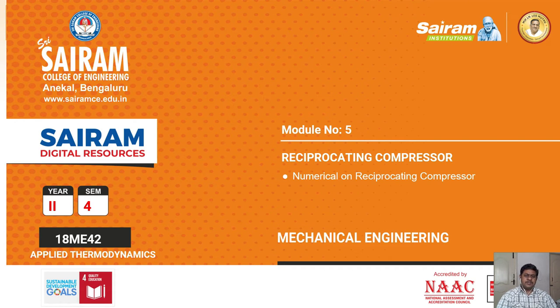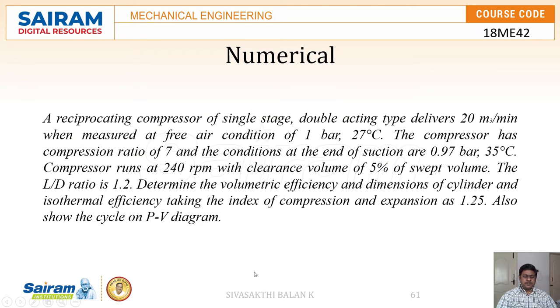And today we will see one more problem with respect to reciprocating compressor and see how we can solve it by using the concept which we had discussed in previous videos. For today's discussion, I have taken this problem, and the problem goes like this. It's a reciprocating compressor of single stage and double acting type that delivers 20 meter cubes per minute when measured at free air condition of 1 bar and 27 degrees centigrade.